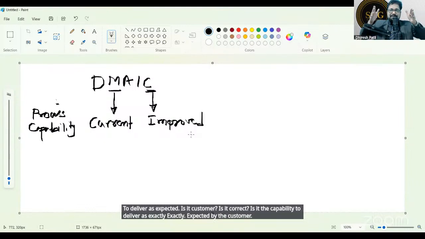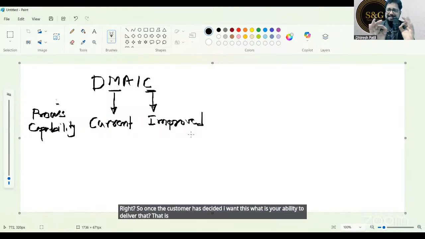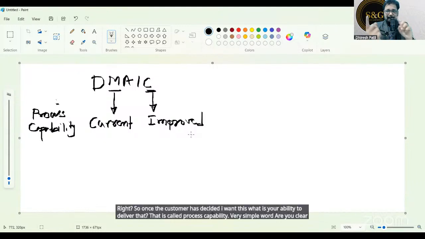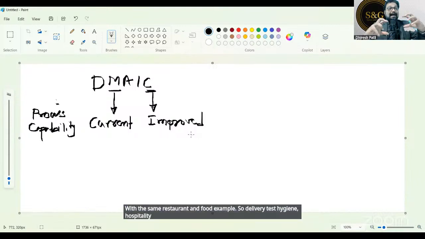Right? So once the customer has decided, I want this, what is your ability to deliver that? That is called process capability, in a very simple word. Are you clear now? I've given you multiple examples with the same restaurant and food example. So delivery, taste, hygiene, hospitality, all these are various critical to quality attributes on which you can find out the process capability of your process. Now, you have to choose which is your project accordingly.